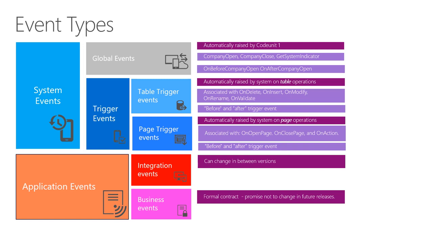There are two types of application events: integration events and business events. To demystify, program behavior is exactly the same, regardless of whether an application event is published as an integration or a business event. The difference is more of a philosophical kind. An integration event may change in between versions. When, however, you publish a business event, you indicate that you establish a formal contract and promise not to change that event in future releases.